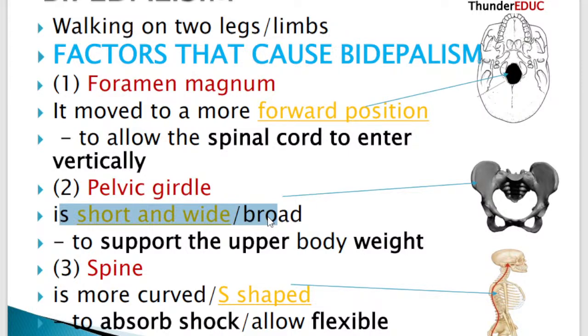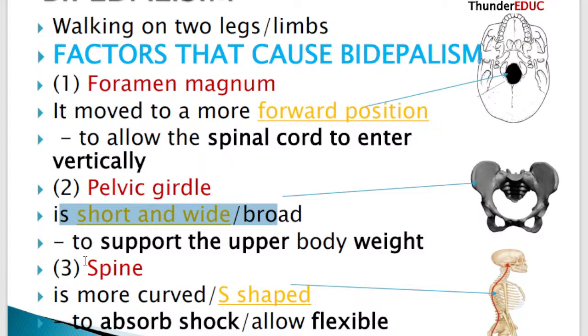Take an example. If you have a small bed and you have a big bed, which one is going to support the upper weight more? You think it's the small bed? Then if you want a small bed, your parents must buy you a small bed. Anyway, when you are short and wider, it means that you can support the upper weight.